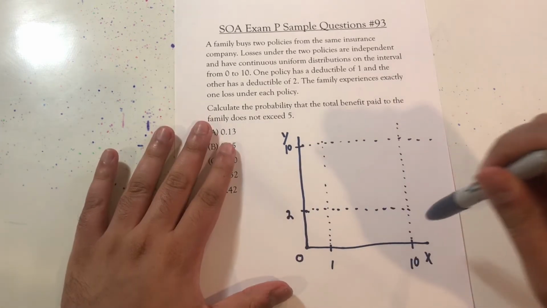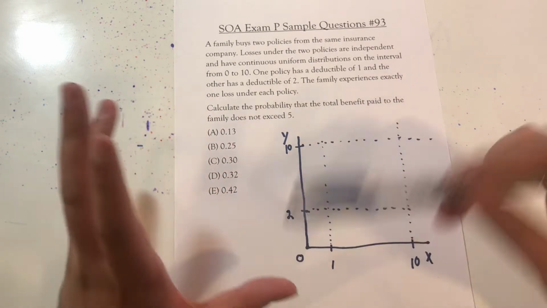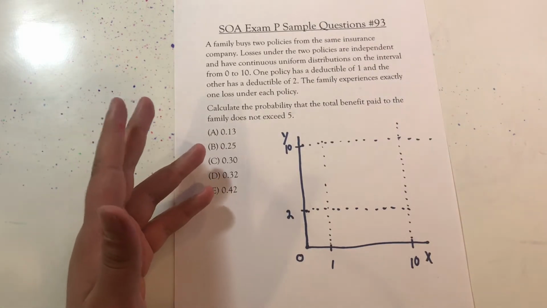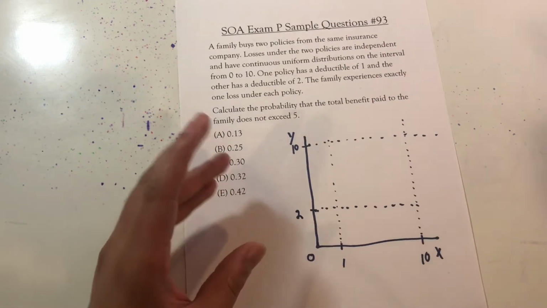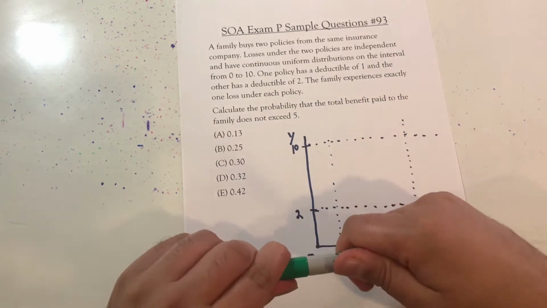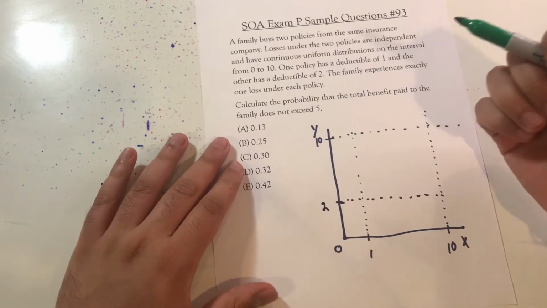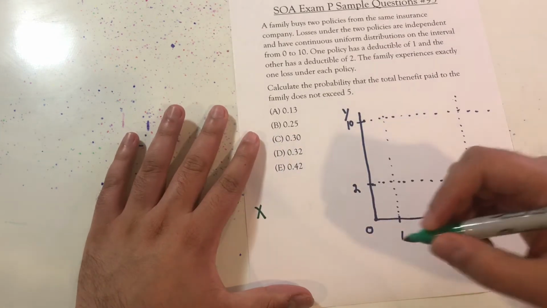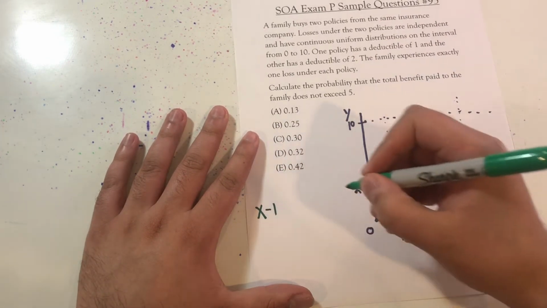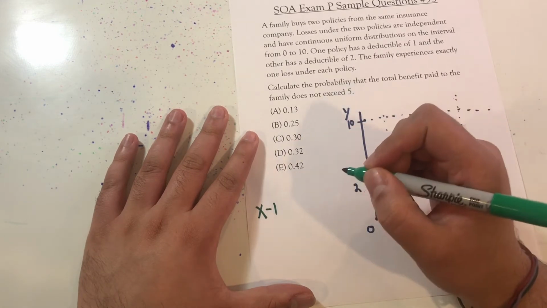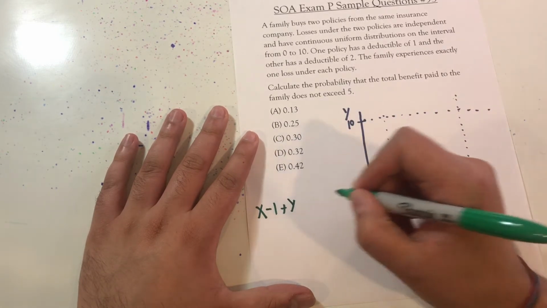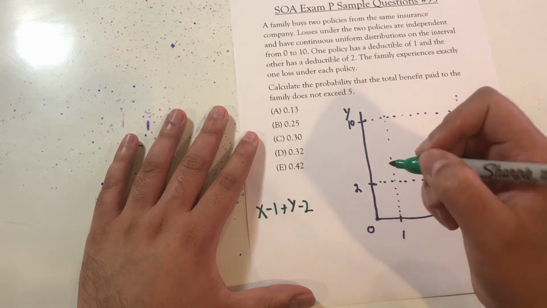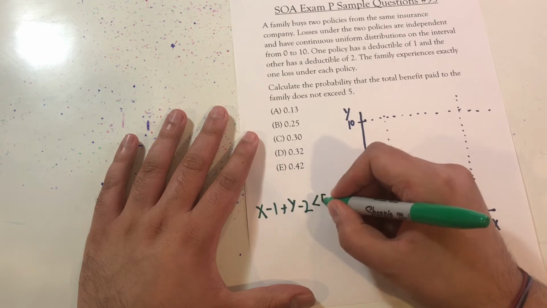Keep in mind, benefit is not the same thing as loss. It's a very easy thing to just miss when reading the question. It's not like I need to teach you that, but it's a very easy thing to miss. So we need the total benefit, which would mean the loss, because it's a deductible of 1, minus 1, plus the second loss, minus 2. It must not exceed 5. This has to be less than 5.